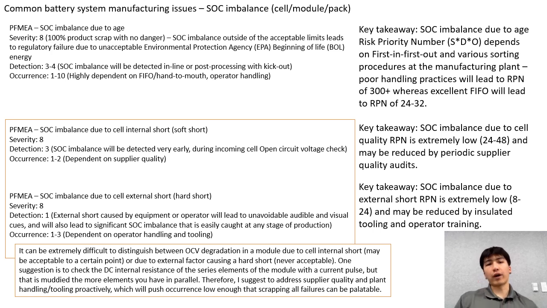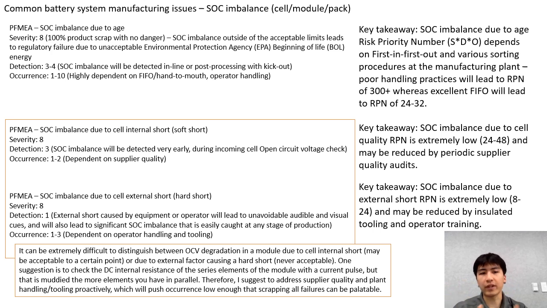Just every once in a while, you run 1,000 cells through your incoming check, and then you see how many of them fail. And then you compare that to what the supplier is telling you that you should be getting. And then the last failure mode, SOC imbalance due to cell external short, a hard short caused by like a screwdriver arcing something, or the tooling arcing the module. Severity is 8. I didn't actually include the hard short itself. That would be a 10 because that's very dangerous.